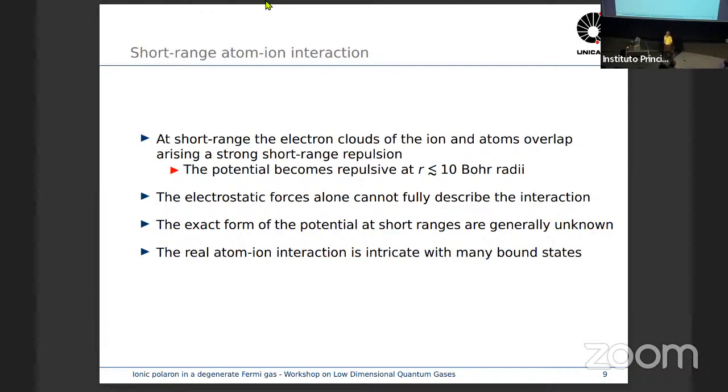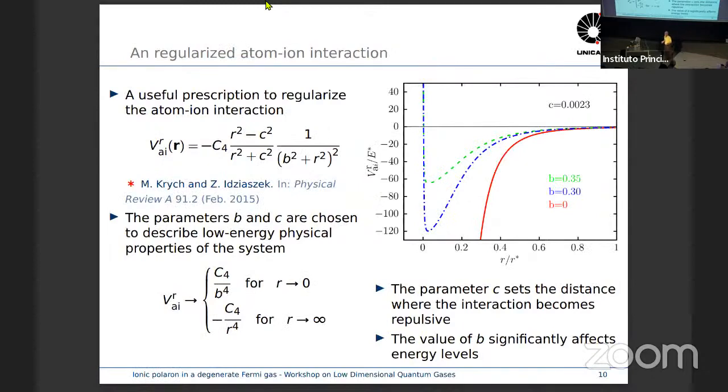Electrostatic forces cannot describe this type of interaction. These potentials at short distance are very intricate. Generally, they are not well known. So, in the calculations, people usually assume some kind of regularization for the potential. This particular one here is very convenient for numerical calculations, because it has a finite value for R equal to 0, or R going to 0.